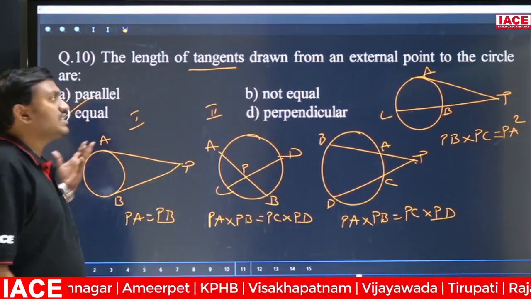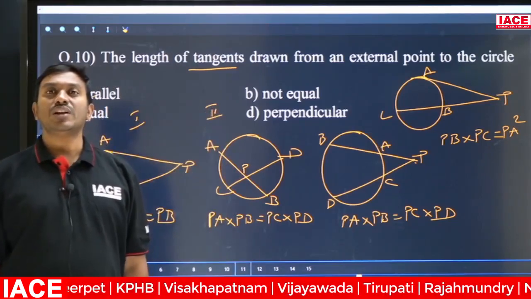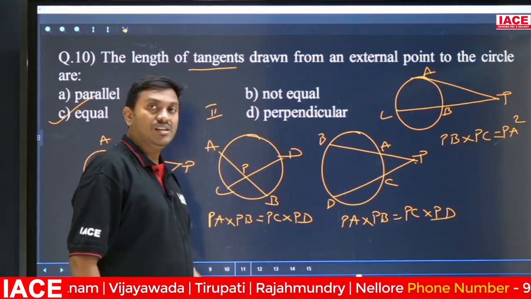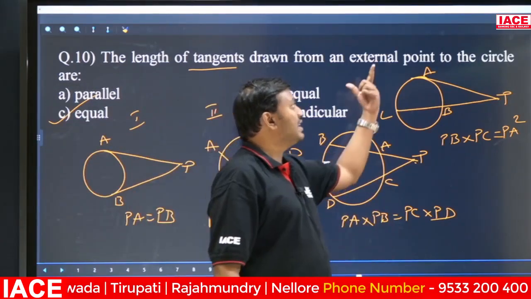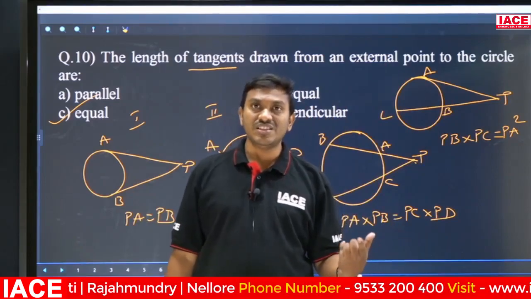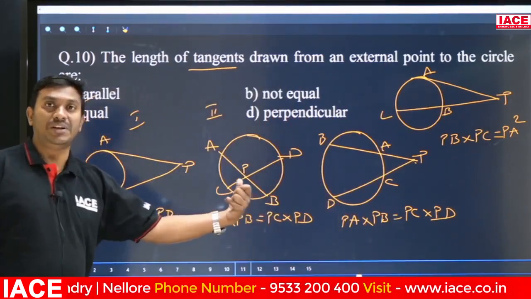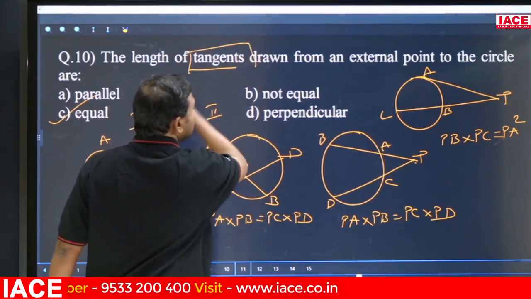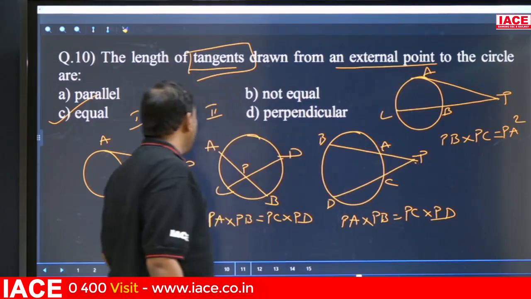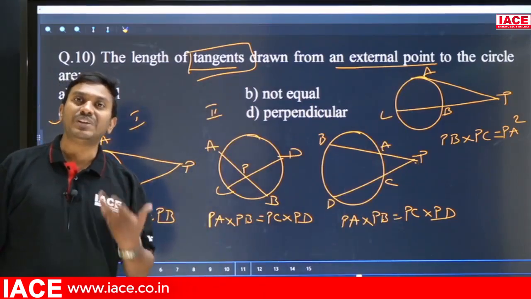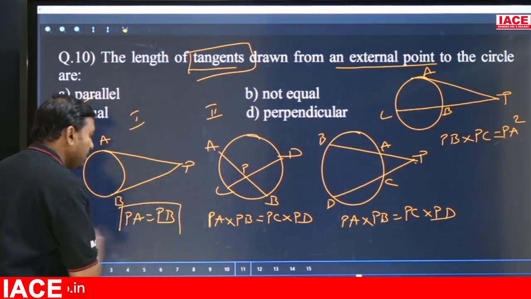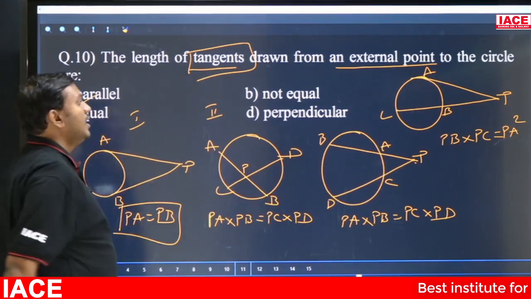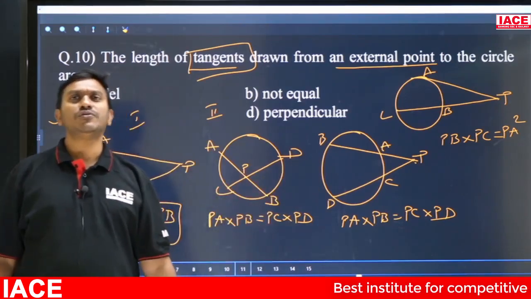So these are the four cases we'll discuss at the time of geometry. What are the four cases? Two tangents intersect each other, two chords intersect each other, two secants intersect each other, a secant and a tangent intersect each other. Out of which one condition is given: two tangents are drawn from an exterior point, meaning two tangents intersect each other. If two tangents intersect each other, PA equals PB, meaning both tangents are equal. So option C is the right answer.